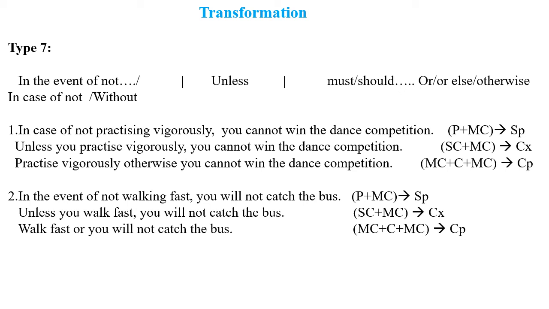In the event of not walking fast, you will not catch the bus. Unless you walk fast, you will not catch the bus. Walk fast or you will not catch the bus. This is the negative possibility.